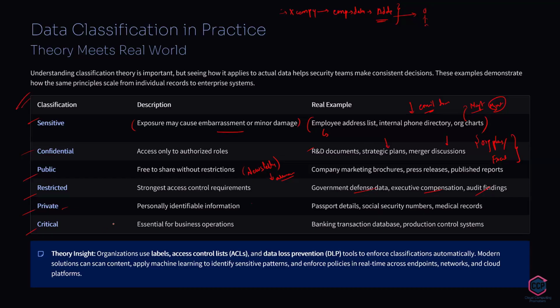Critical is essential for business operations. Business operations in the sense of sales strategy or leads: how they get sales, how they get clients motivated, how they pitch to clients, those business operations or metrics, or the amount of data the organization has, comes under critical. For example, bank transaction databases and production control.